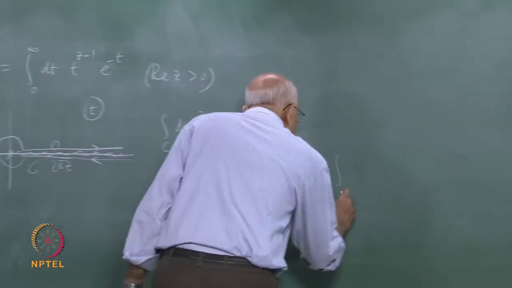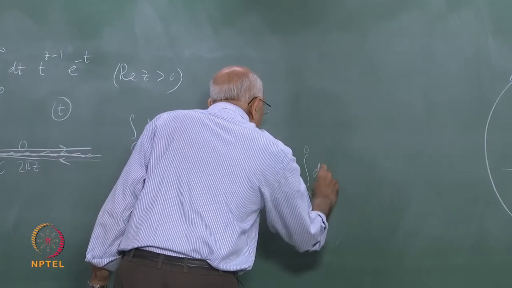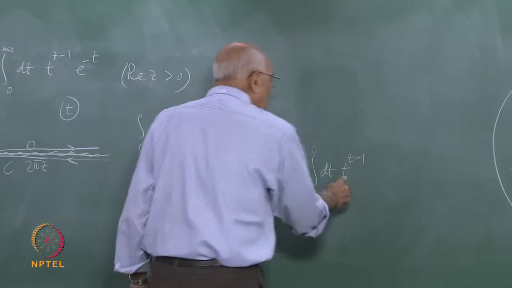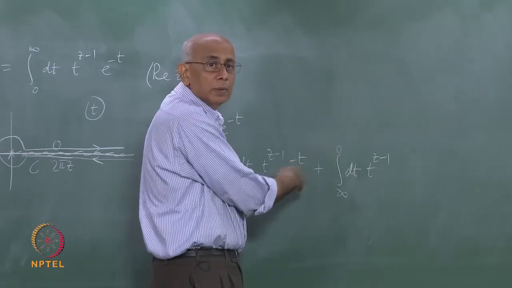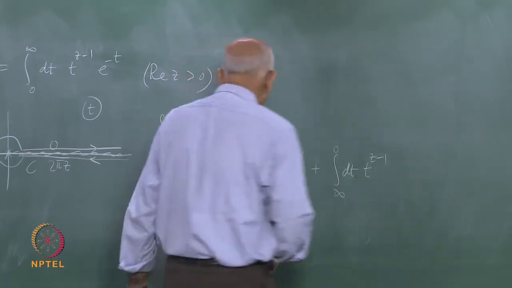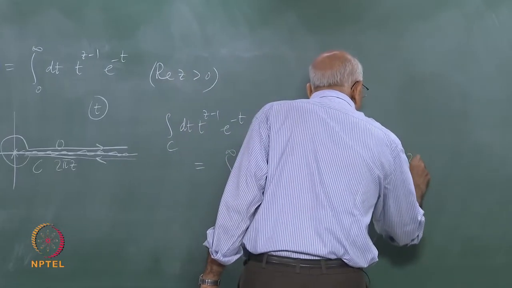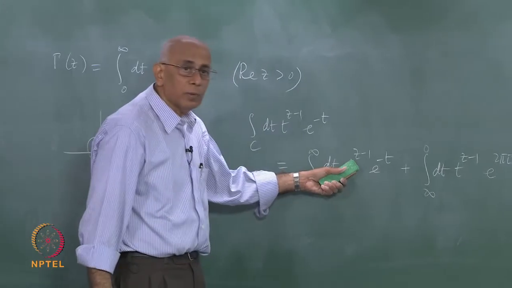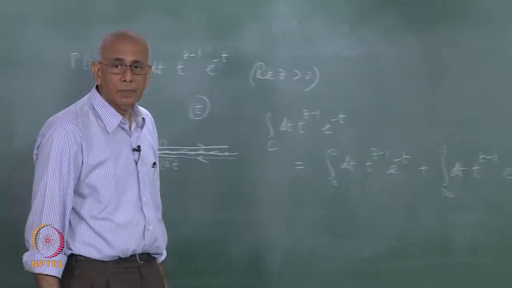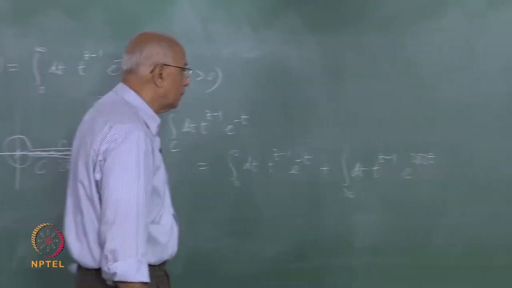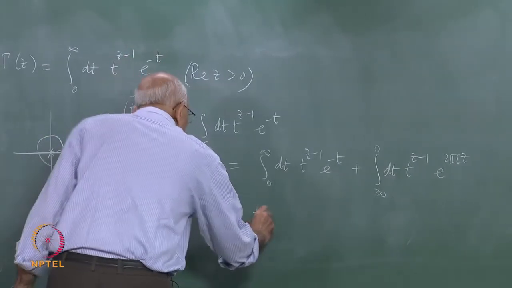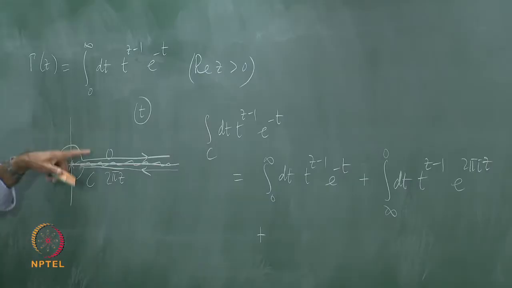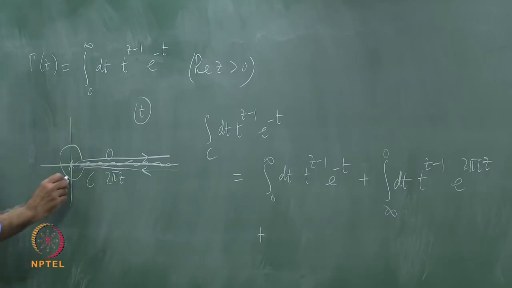So this is from infinity to 0 dt, again t to the z minus 1, and by t here I mean a positive number, the range of integration being what it is, times e to the 2 pi i z out here, because that phase comes from this factor here, plus a contribution from this circle, but on this circle t equals epsilon e to the i theta.